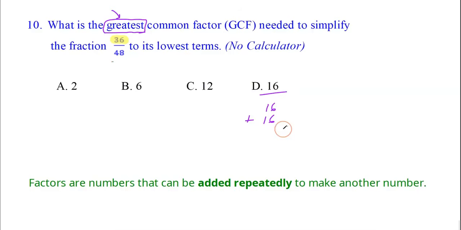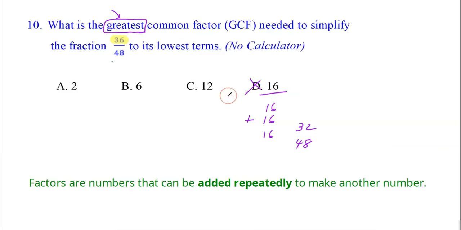16 plus 16, that's 32. And let's add another 16. If I add 16 plus 16 plus 16, I get 48. And as you can see, it's impossible to add 16 repeatedly to get the 36. So 16 cannot be my answer. And I'll just move on to the next one.